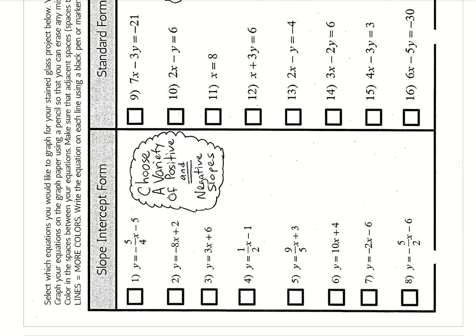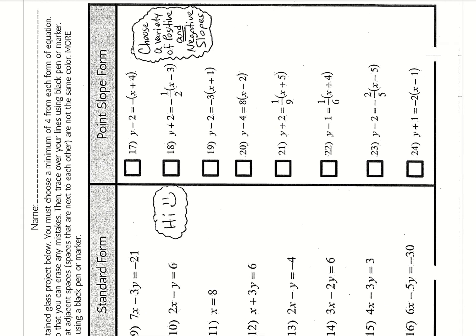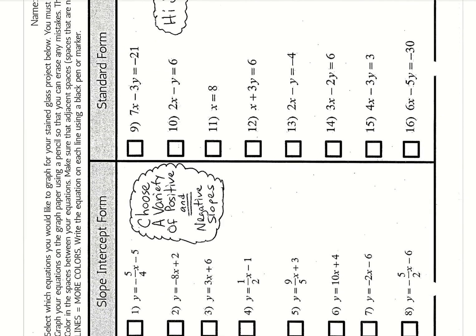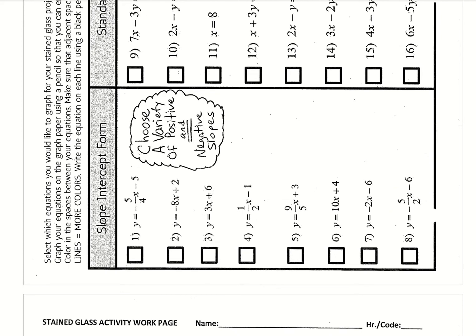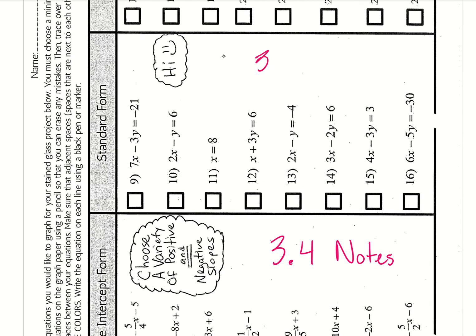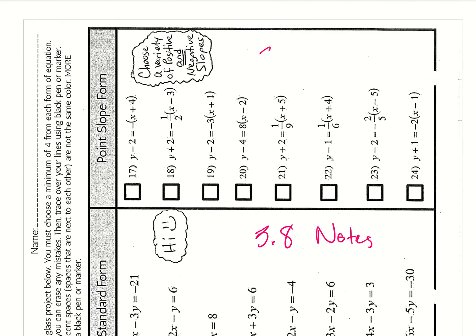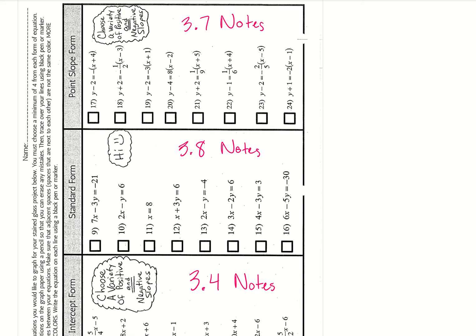And then of those 4, make sure on your slope-intercept and your point-slope form equations, you've got some that are positive slopes and some that are negative slopes, okay? If you need to review notes from this, that is your 3.4 notes, sorry. So, just so you can see it on the screen, 3.4 notes is slope-intercept form. Standard form is going to be your 3.8 notes. And your point slope form will be 3.7 notes.